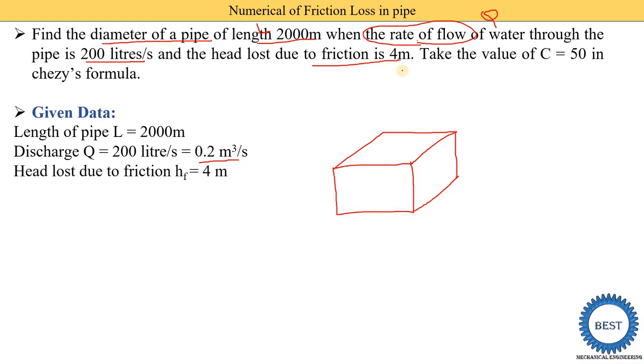Head loss due to friction HF is given, HF is equal to 4 meters. Value of Chezy's constant C is equal to 50. And we need to find the diameter D. Since Chezy's constant is given, we find the diameter by Chezy's formula. If we use Darcy's formula, it is not possible because the kinematic viscosity is not given. So we are not able to find F, and if we cannot find F, then we cannot find D. So here we need to use Chezy's formula to find D.